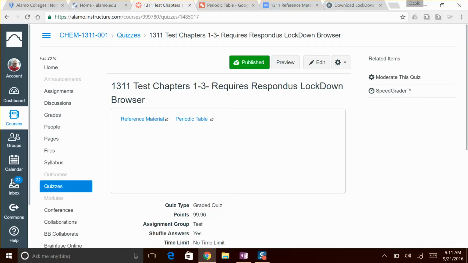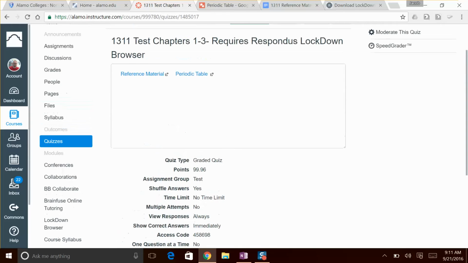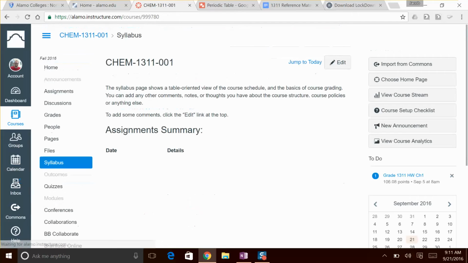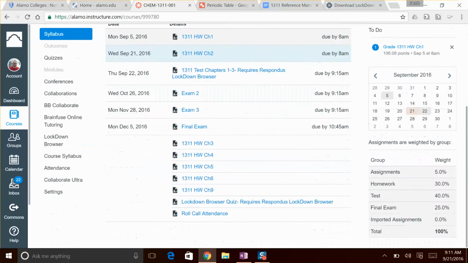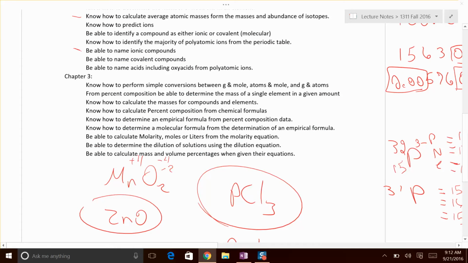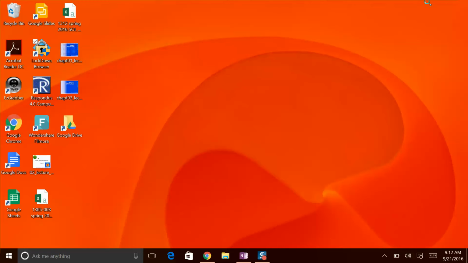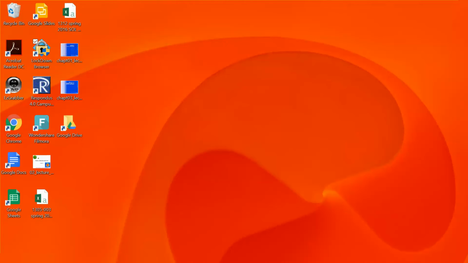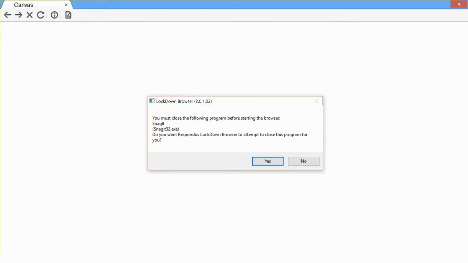But there's another quiz that I put online here. If you just go to your home page, which is your syllabus page, there's a quiz right here called Lockdown Browser Quiz. If you click on that, it'll allow you to download the Lockdown browser and get it onto your computer. Then you would open the Lockdown browser from your screen. It's not going to let me because I have certain programs running, like the one to record this session. It's not going to let you record things, so I'd have to close that first, and then I could open it.